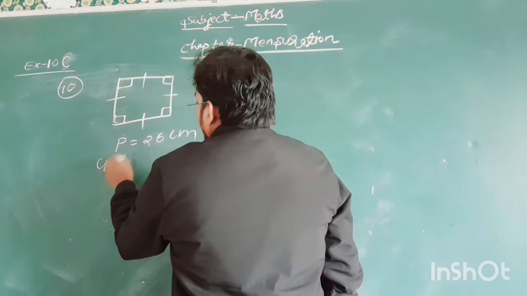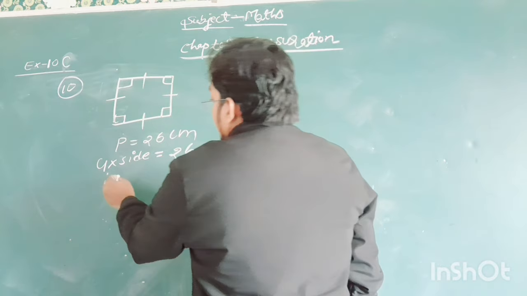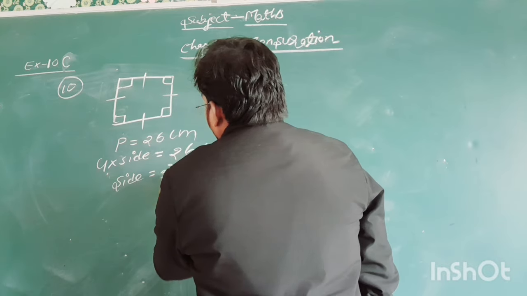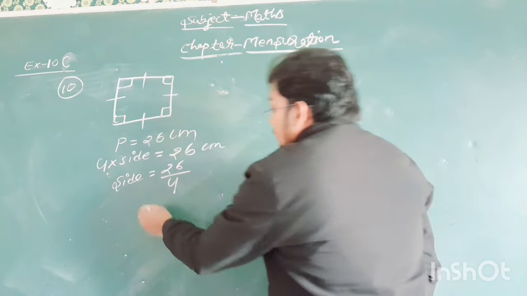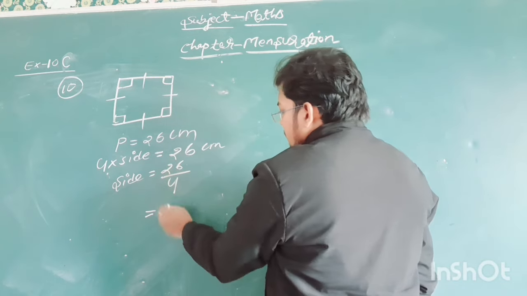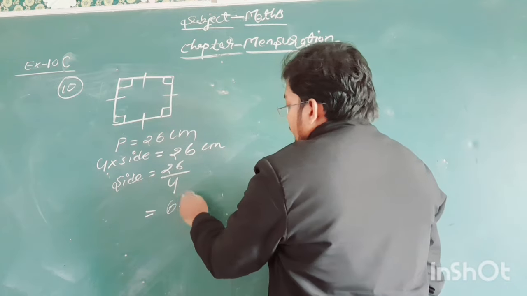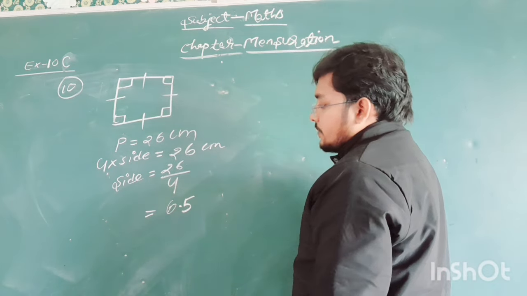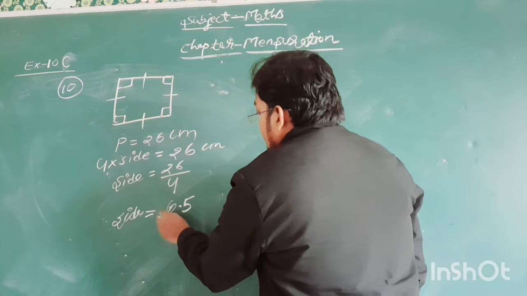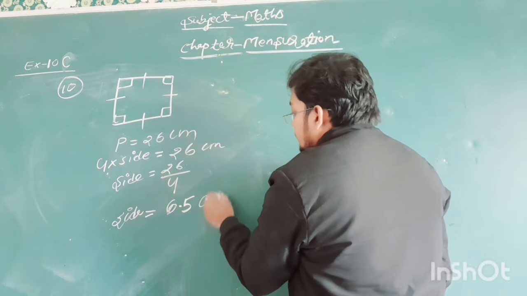4 into side is equal to 26 centimeter, then side is equal to 26 upon 4. 26 upon 4: 4 sixes are 24 and 4 fives are 20. Then we get the side of a square, which is equal to 6.5 centimeter.